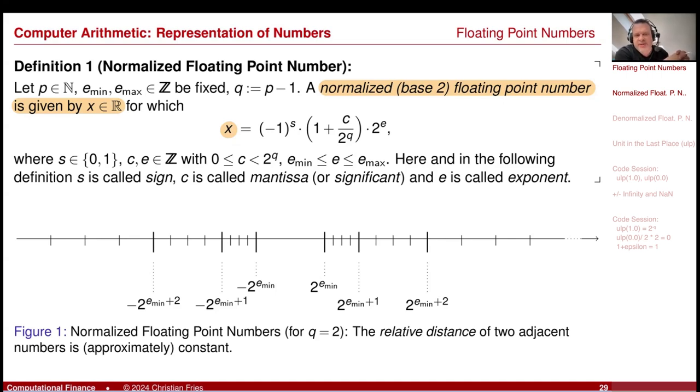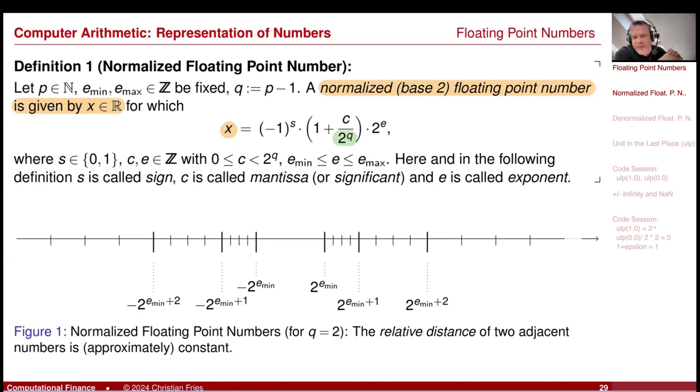Actually, a small comment. In earlier versions, I often used just the letter p, but p in the literature is often the precision. And the exponent that occurs here is 2 to the power of q. So to avoid that, I would always have to write p minus 1. I use the letter q to ease the notation a little bit.